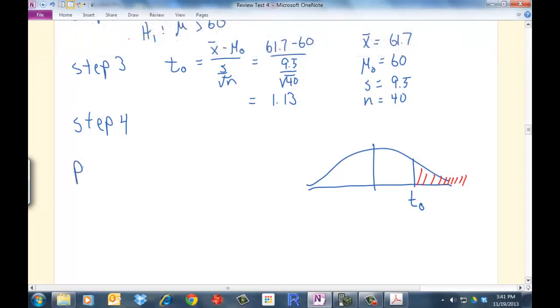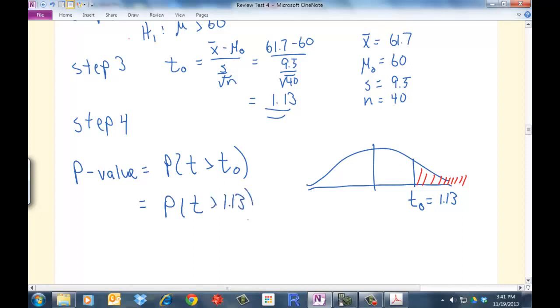So the formula for the p-value is the probability that t is greater than t0, where t0 comes from this step. So t0 is 1.13, and remember here we're going to use the TCDF, so t is greater than 1.13, and again lower bound, upper bound, degrees of freedom.